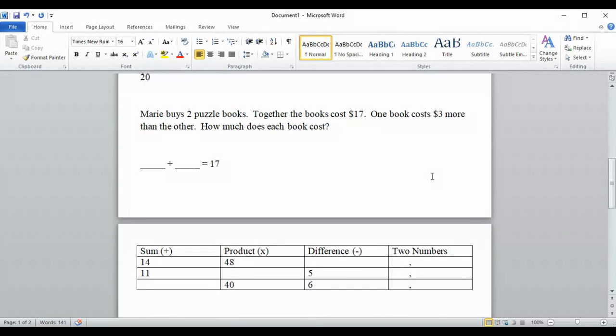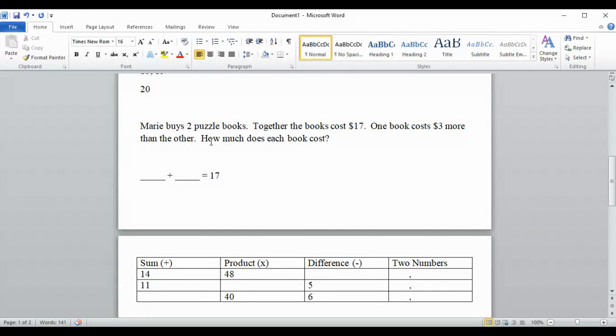All right, so then we have another problem like this. And again, we're going to use the guess, check, and adjust method. So Marie buys 2 puzzle books. Together, the books cost $17. One book costs $3 more than the other. How much does each book cost? So I know I'm going to have 2 books. So blank plus blank is going to equal 17. So I'm going to start off with my guess and check method, and I'm going to say, what plus what equals 17?